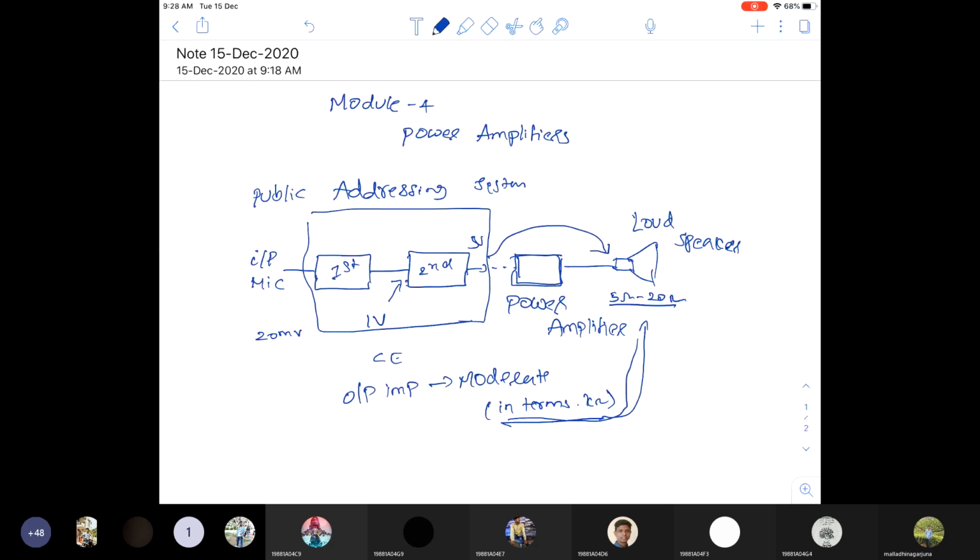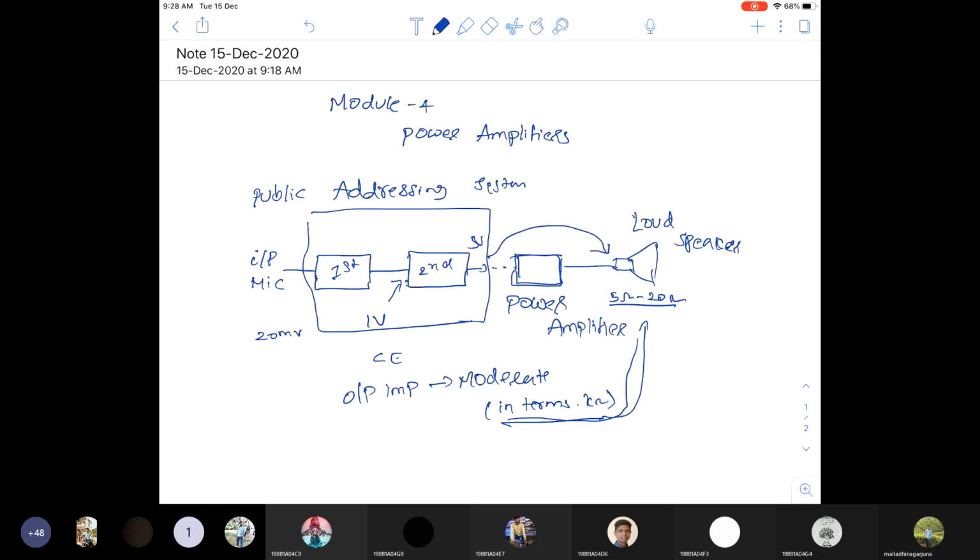If you give the output of the multi-stage amplifier directly to the loudspeaker, there will be an output impedance mismatch. The impedance problem occurs because the output impedance of the CE amplifier is in kilo ohms, and the input impedance of the loudspeaker is in ohms. So to avoid that, we insert a power amplifier.